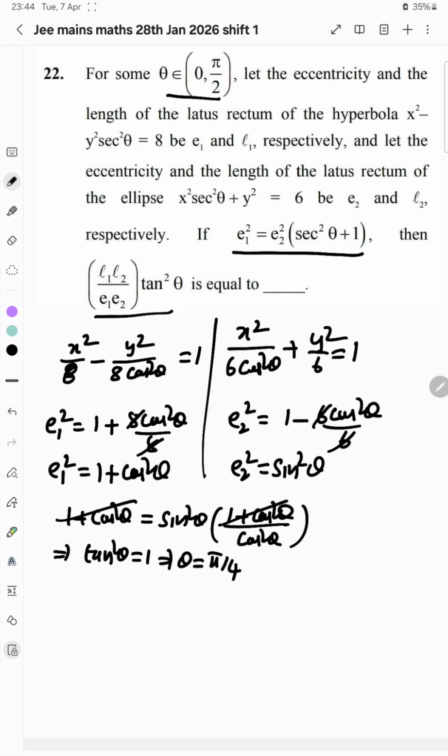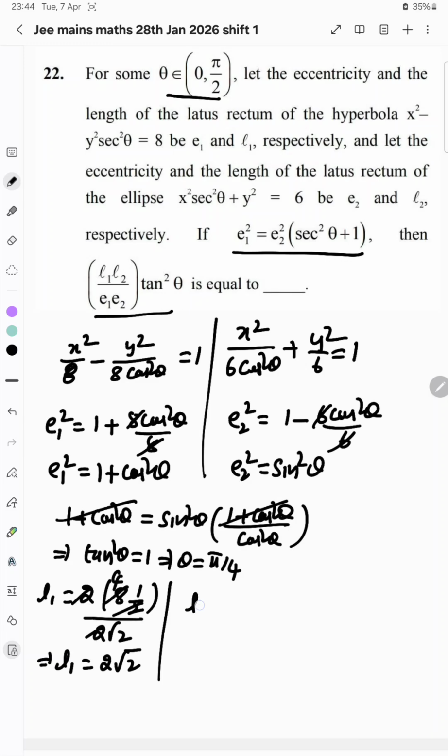Next, L1 and L2: we should find the length of latus rectum of the hyperbola and the ellipse. The L1 formula is 2 times b squared by a. So b squared here is 8 cos squared theta. 8 cos squared theta, with cos pi by 4 being 1 by root 2, whole squared means 1 by 2. So 2 b squared by a, where a is root 8, which is 2 root 2. Now the 2 cancels, 2 ones are 2, 2 fours are 8, and 4 by root 2. Clearly L1 is 2 root 2. We will get it.